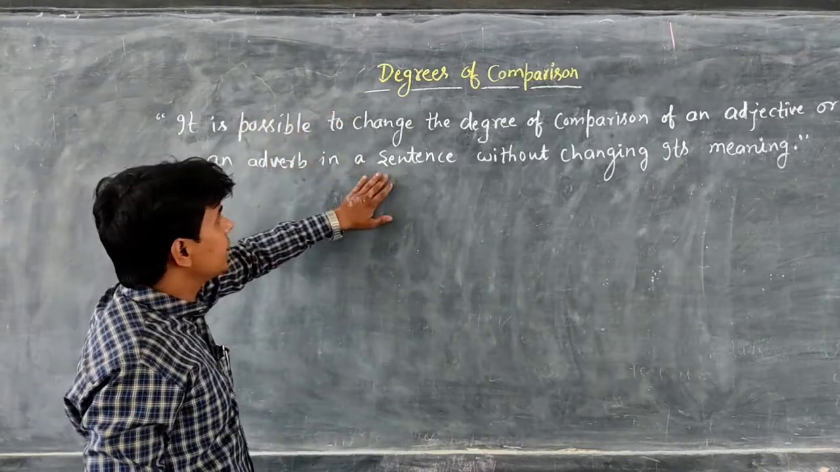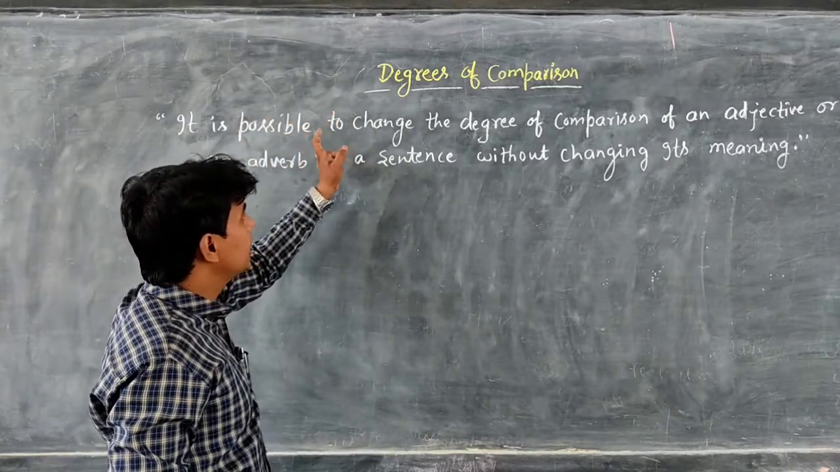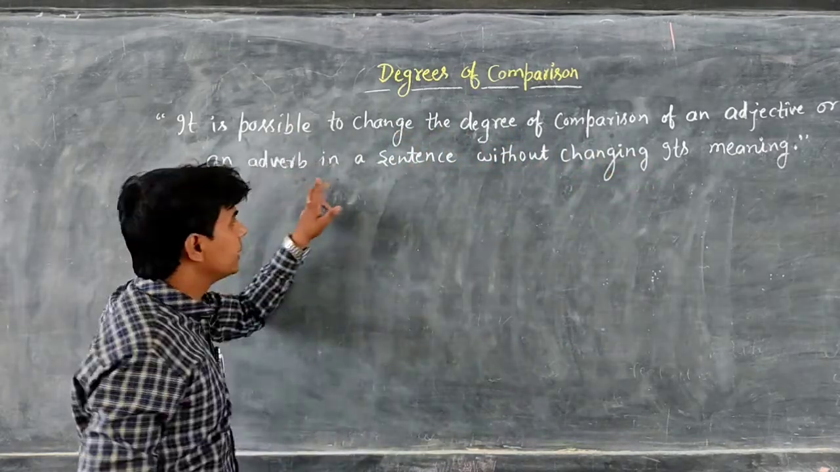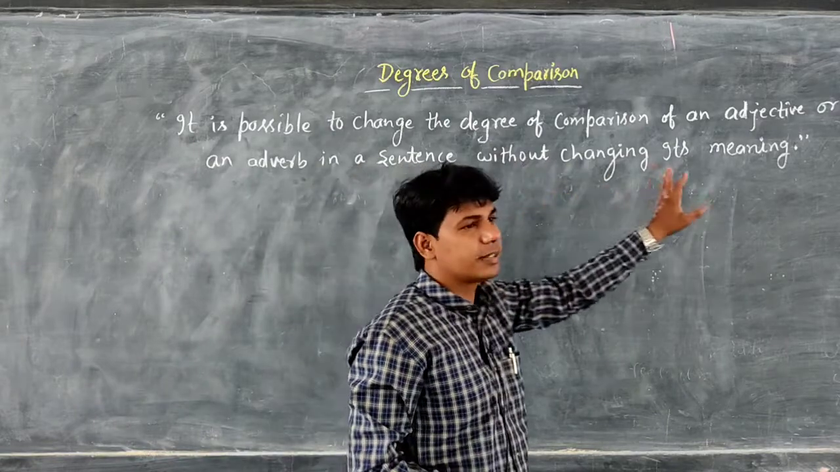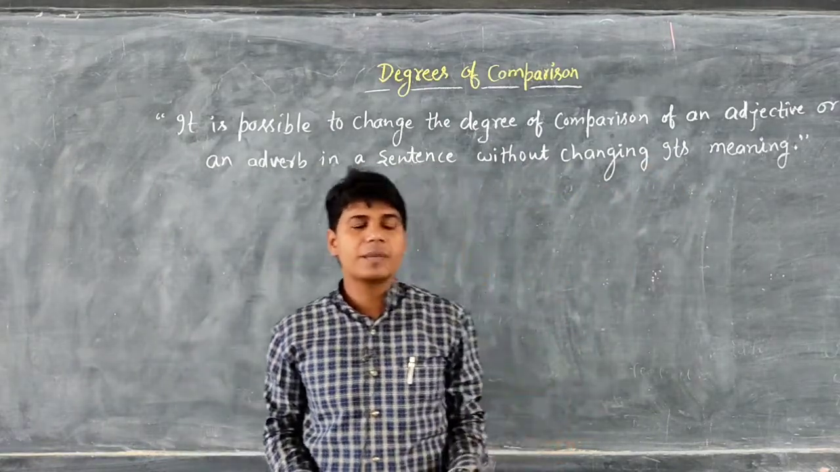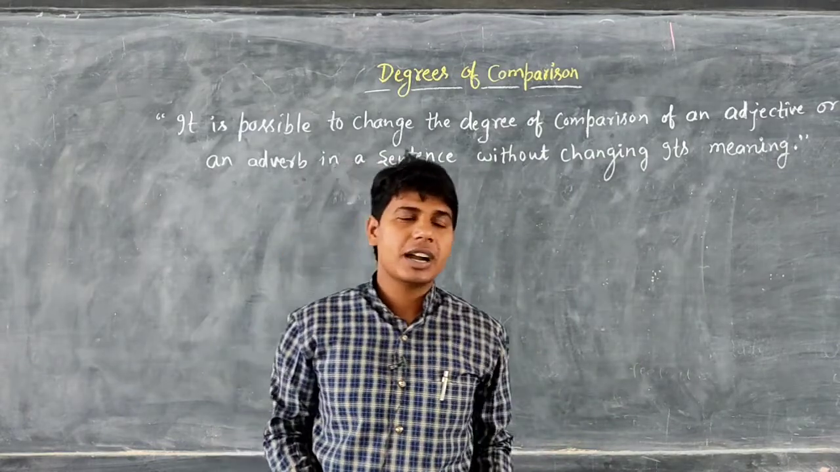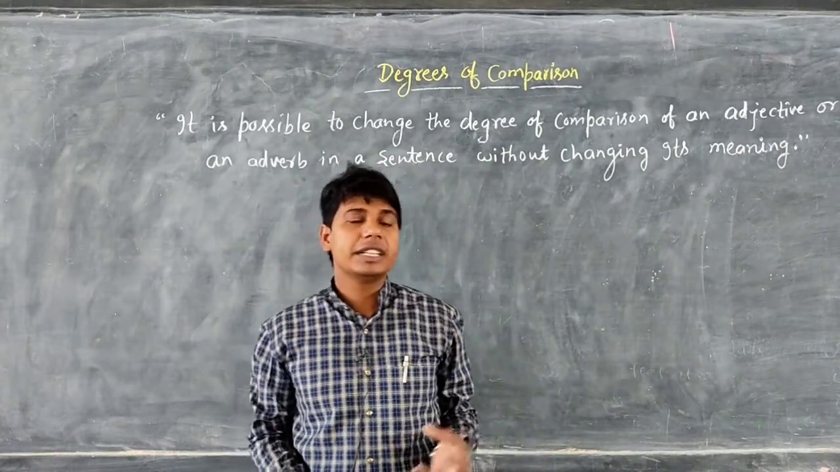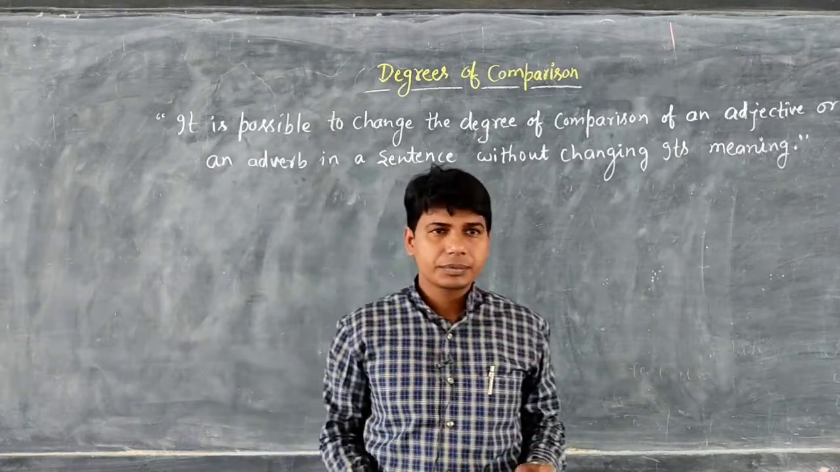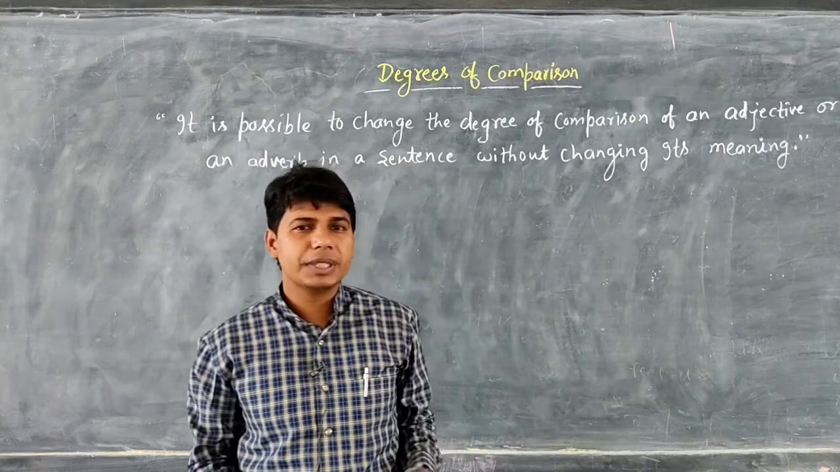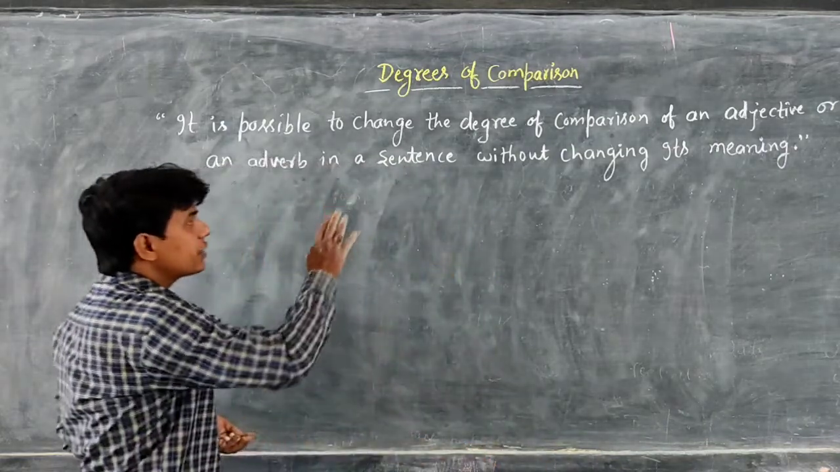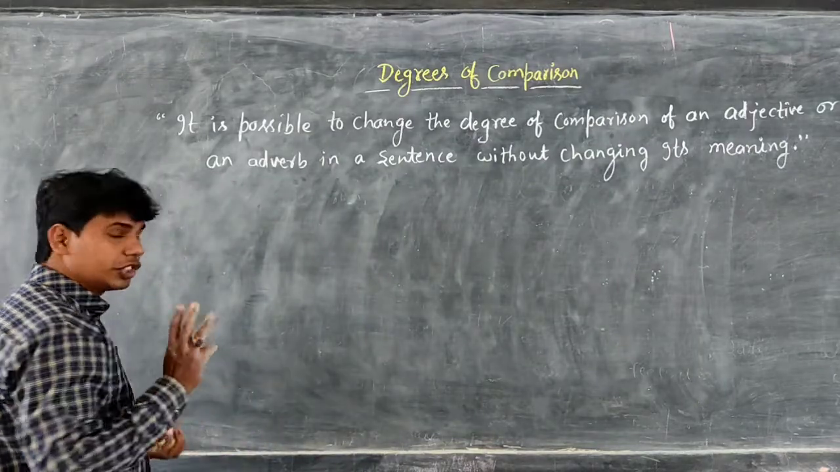In degree of comparison, it is possible to change the degree of comparison of an adjective or an adverb in a sentence without changing its meaning. So that's why I have told you already that degrees of comparison is also a part of interchange of sentence. Here we interchange the degrees of sentences without changing its meaning. Okay, students. So in total we study 3 degrees of comparison.